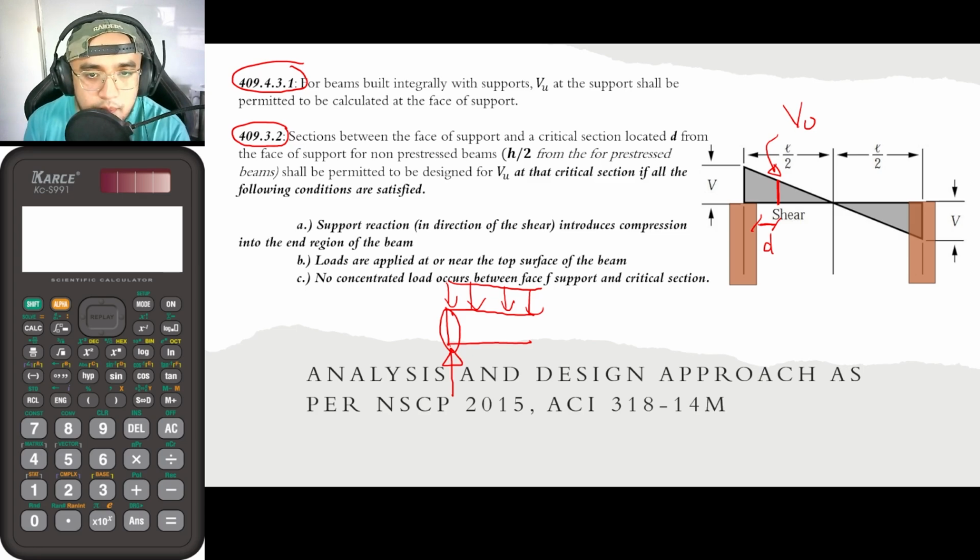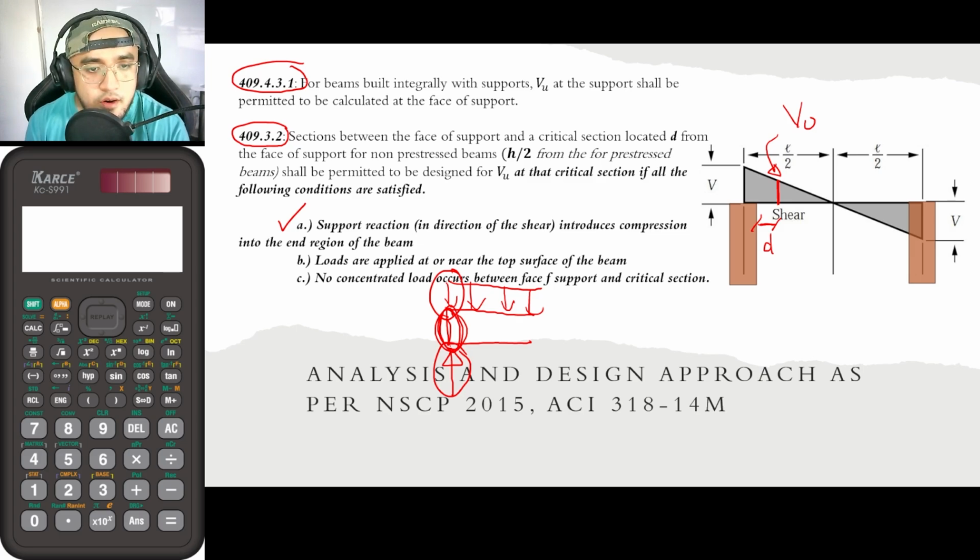Meaning, naiipit po yan, no? So as you can see, we have a force here and we also have a force here. And with that, guys, this region is actually being compressed. In Filipino, naiipit siya, di ba? So if it is compressed, then meaning that A is already satisfied.